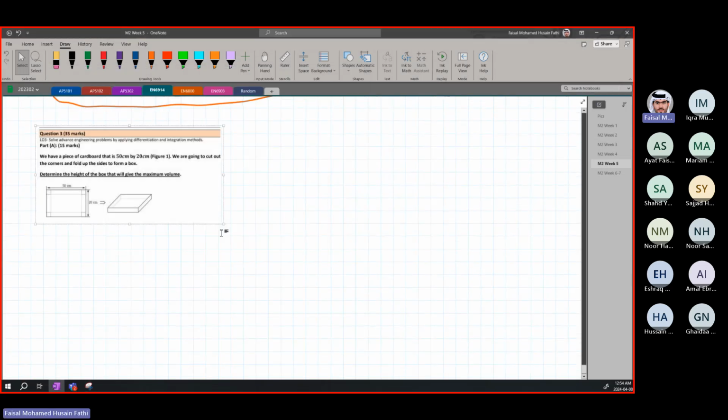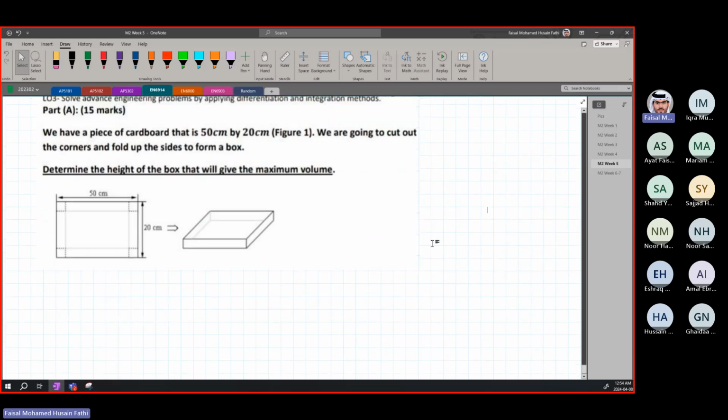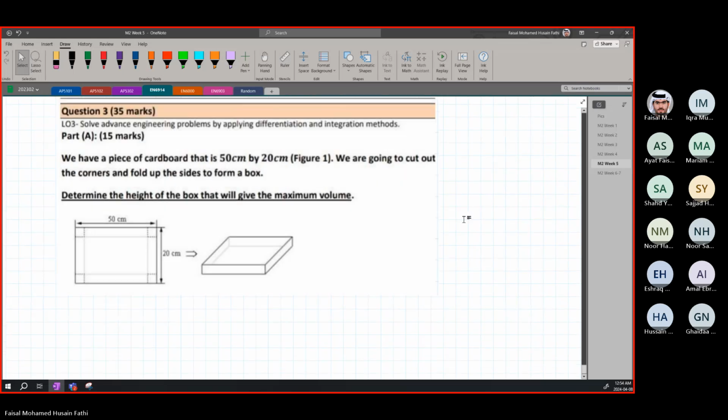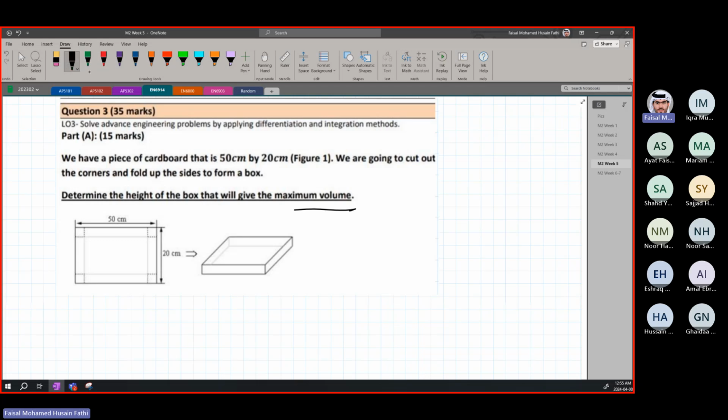Okay. So this question is an optimization question. We have a piece of cardboard that is 50 centimeter by 20 centimeter. What does that give us? It gives us the area, the total area. But what do we need? We are going to cut out the corners and fold up the sides to form a box. Determine the height that will give the maximum volume. So first, we know we want the volume to be maximum. So volume is going to be the max.